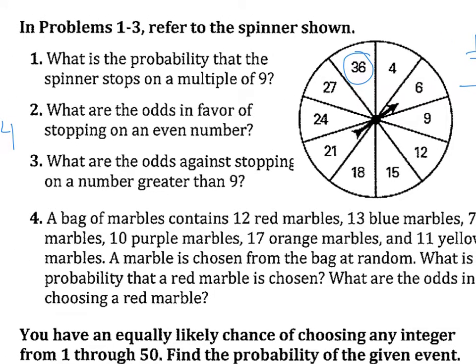Looking at number 2, what are the odds? Odds is a little bit different. What are the odds in favor of stopping on an even number? Okay, so you need to figure out how many even numbers we have. Anything that would end in a 0, 2, 4, 6, or an 8. All right, count those up. Then put that number on top.